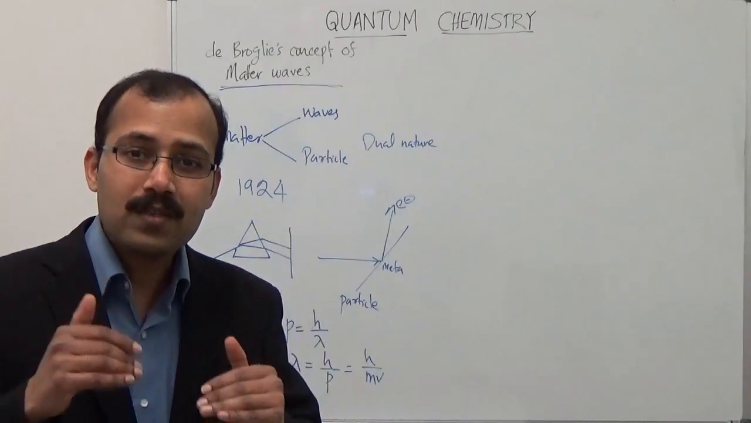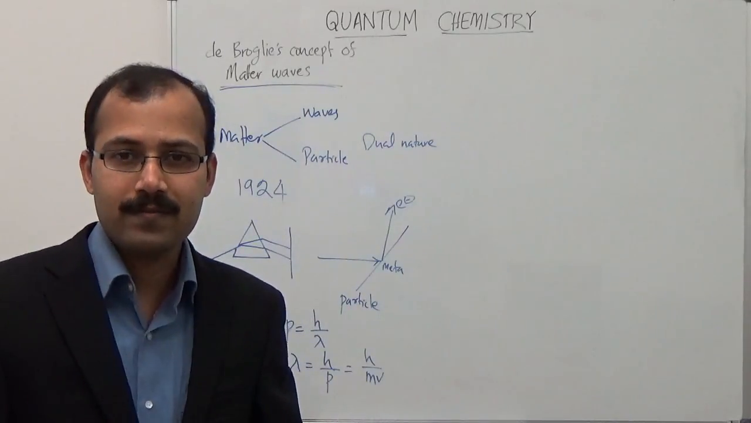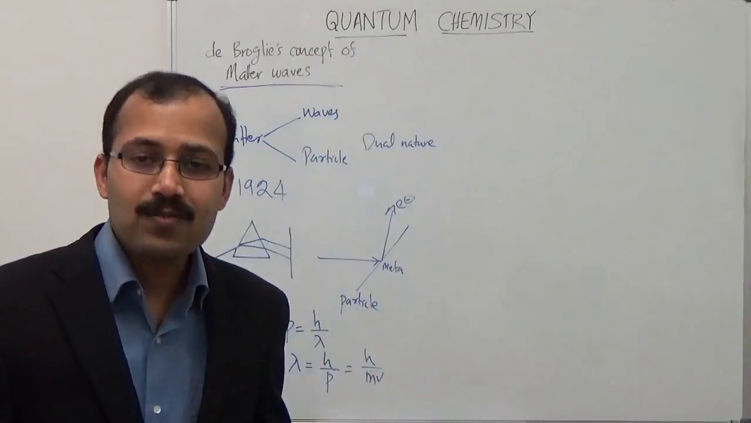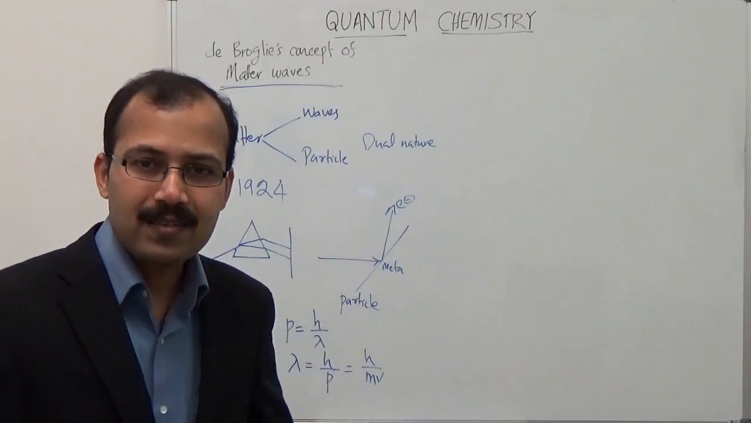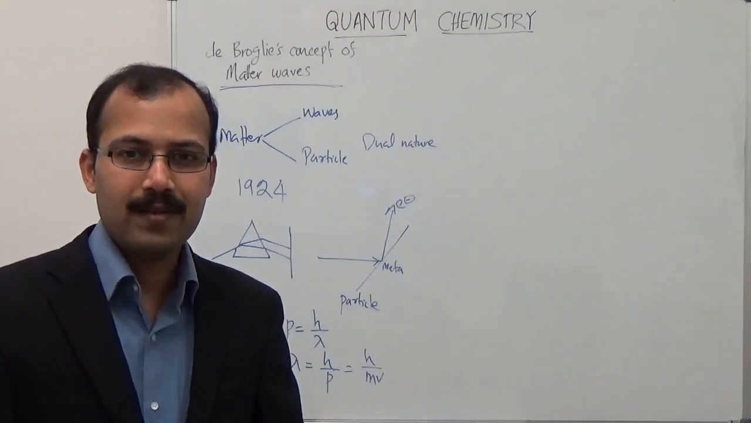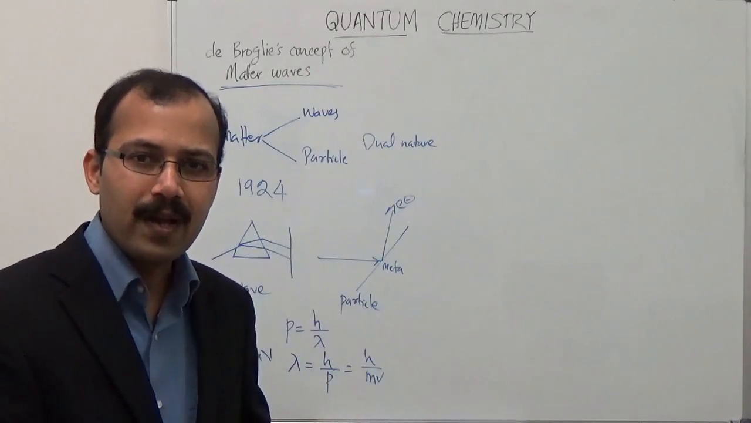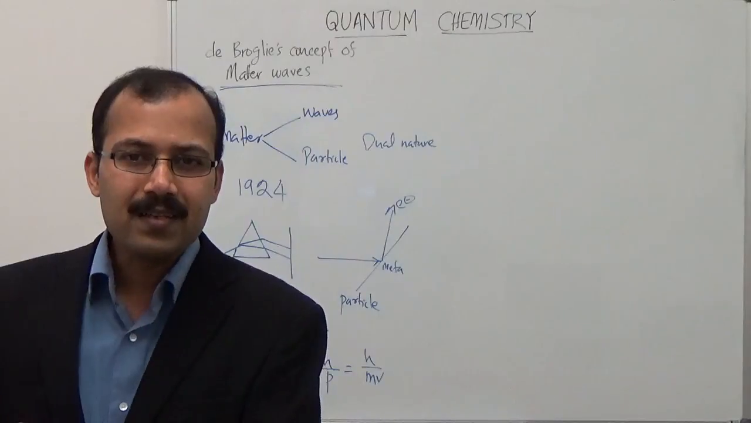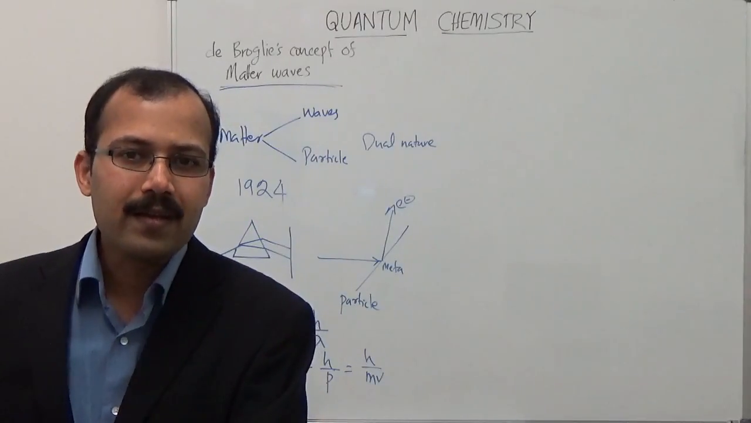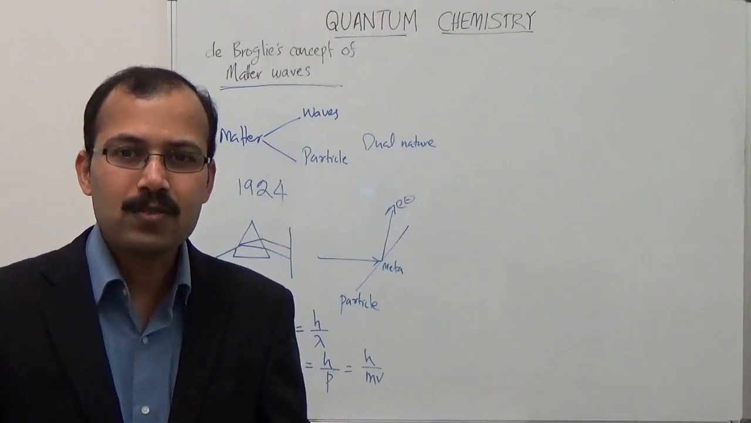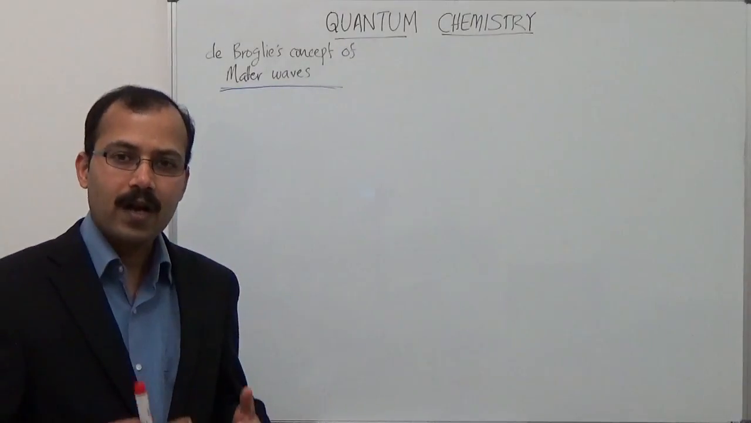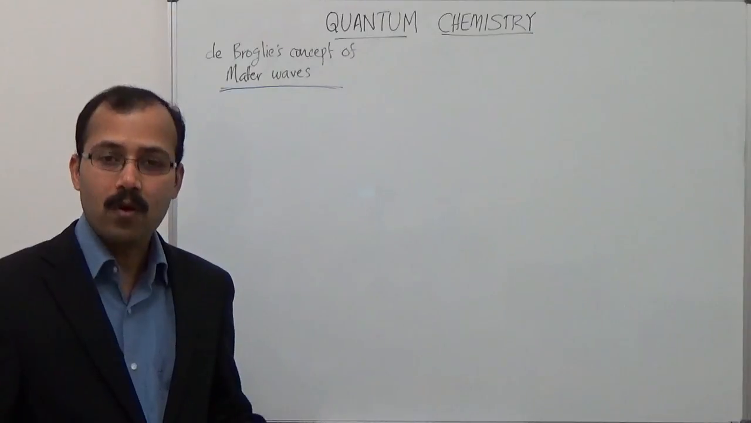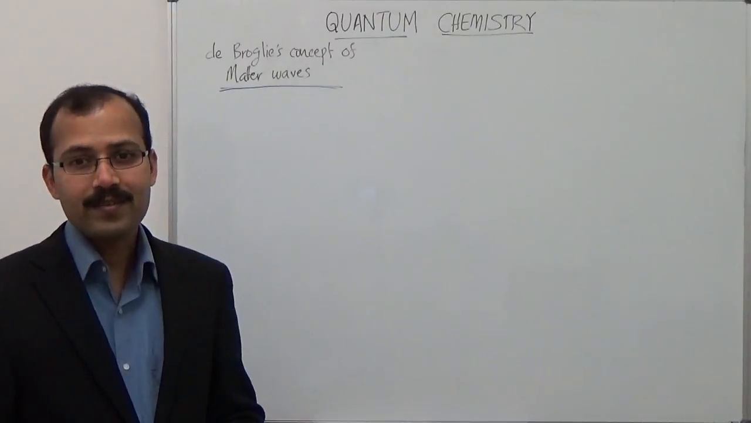But that is not the case in the microscopic world. For example, in the case of an electron, the particle nature and the wave nature both are prominent. At certain times, it will behave like a particle, and at certain other times, it will behave like a wave. That depends on what we are looking for. Now let's try to calculate the wavelength of a cricket ball and also the wavelength of an electron.